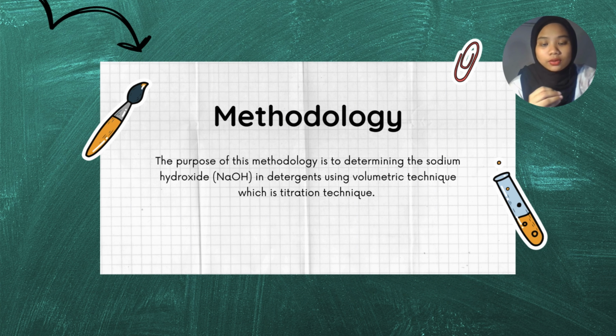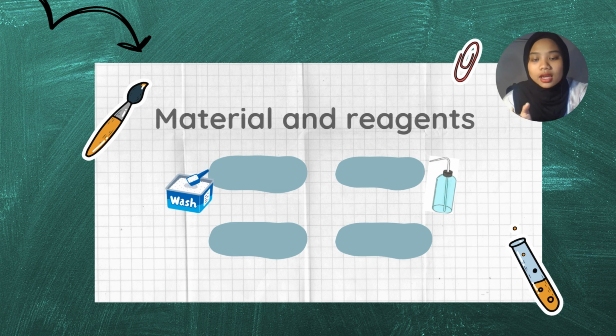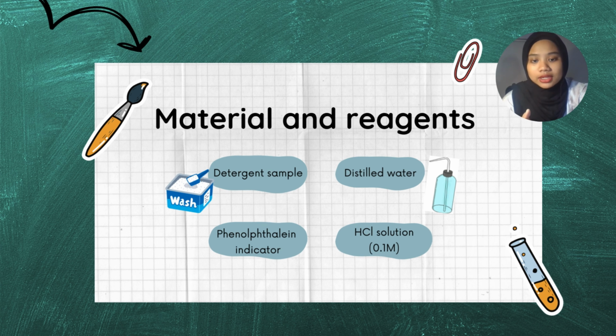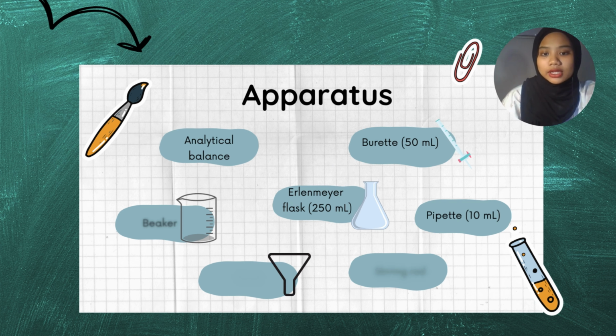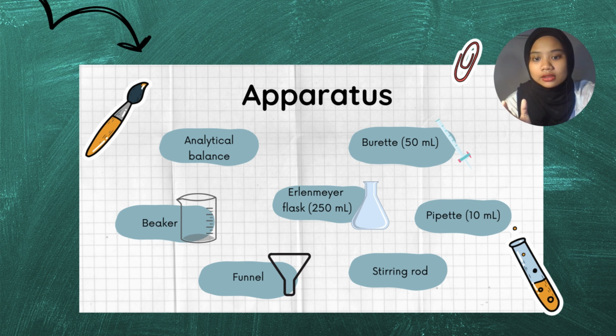So let us go to the methodology. The purpose of this methodology is to determine the sodium hydroxide in detergents using the volumetric technique, which is the titration technique. The materials and reagents that we need are detergent sample, distilled water, phenolphthalein indicator, and hydrochloric acid solution. The apparatus that we need is analytical balance, burette, pipette, stirring rod, funnels, beaker, and Erlenmeyer flask.